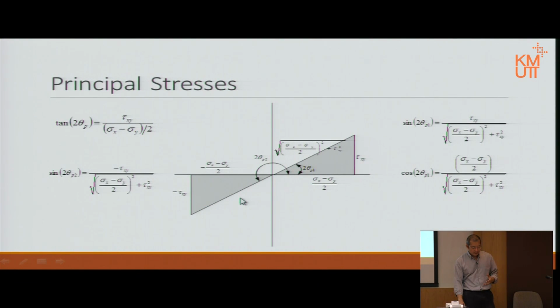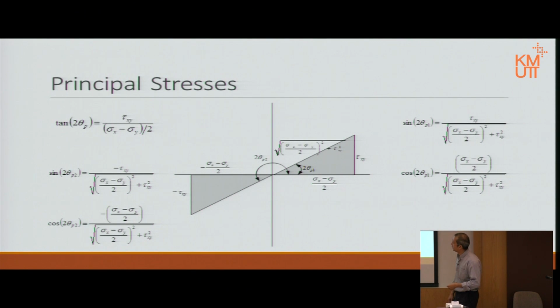That sine can be calculated the same way, and of course we can work out sine 2 theta p2 and cosine 2 theta p2 as well. Again, use simple trigonometry. Once we have these expressions for sine and cosine, for that one we will be assuming it to be the maximum principal stress, and that one is the orientation of the minimum principal stress.